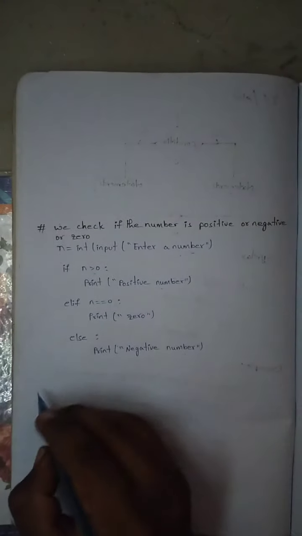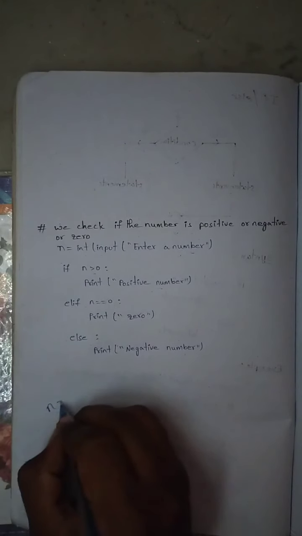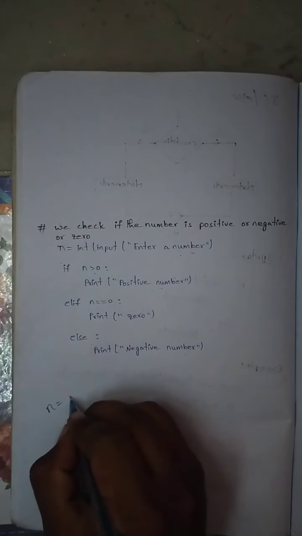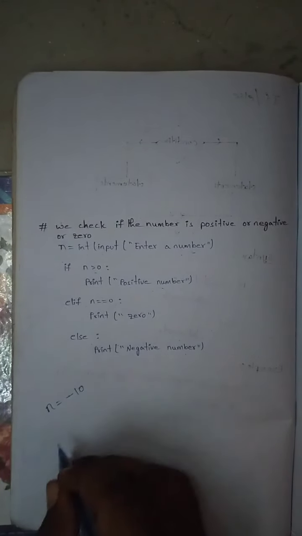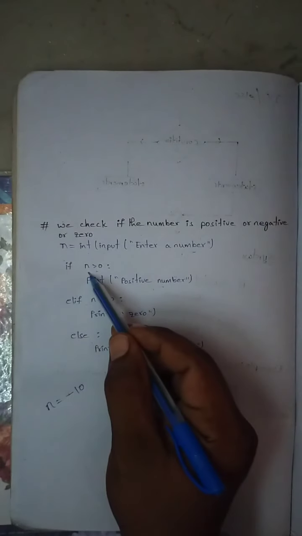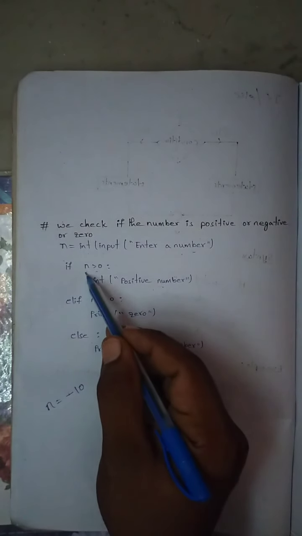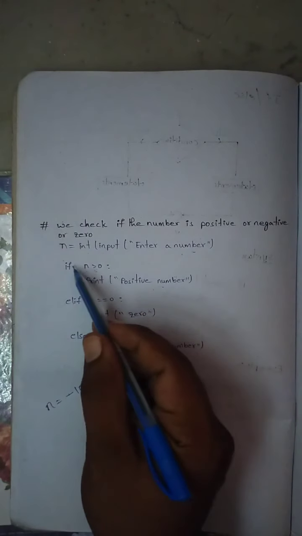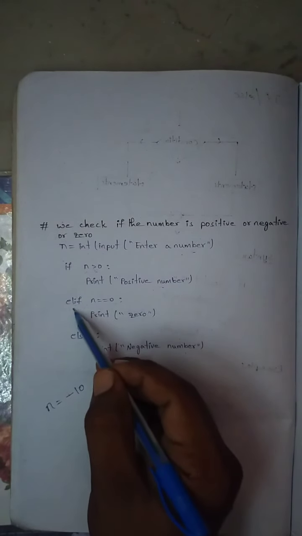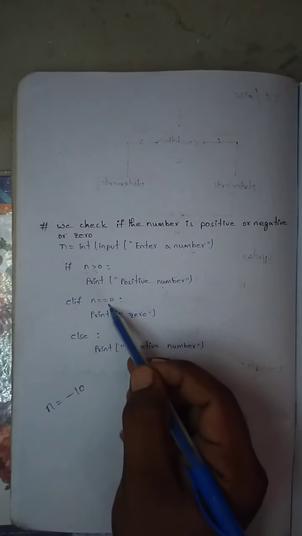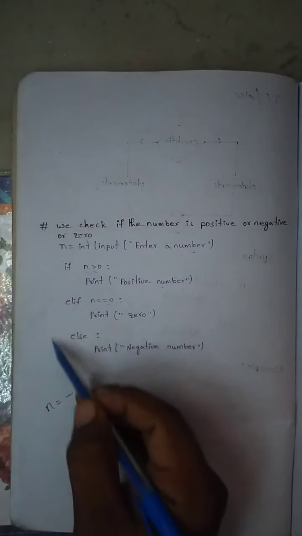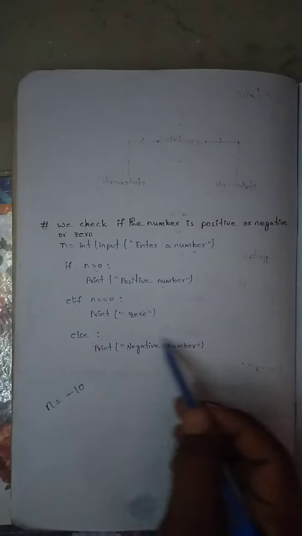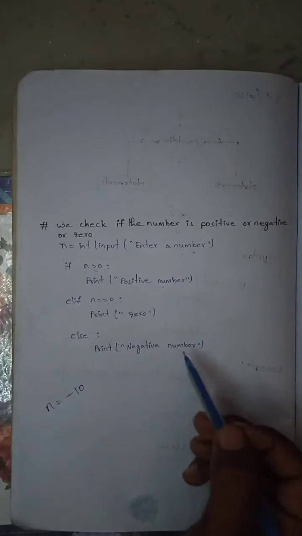For example, n is equal to minus 10. If n is equal to minus 10, is n greater than 0? No. Minus 10 greater than 0, no. So the cursor comes to elif. Minus 10 equal to 0, no. Therefore the else block will be executed, print negative number. Okay.